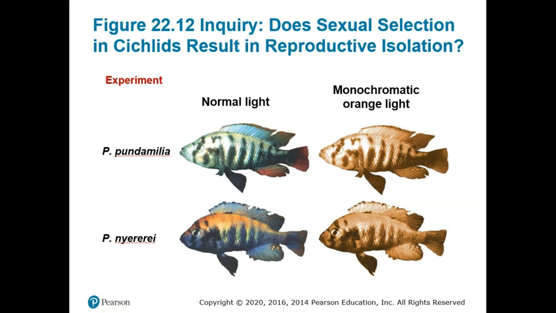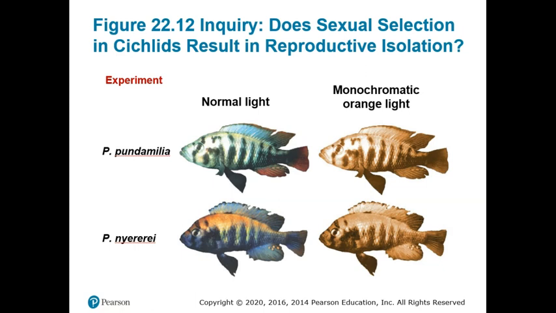Under normal light, females of each species strongly prefer males of their own species. But under orange light, females of each species responded indiscriminately to males of both species. So the resulting hybrids were viable and fertile. So what does this mean?